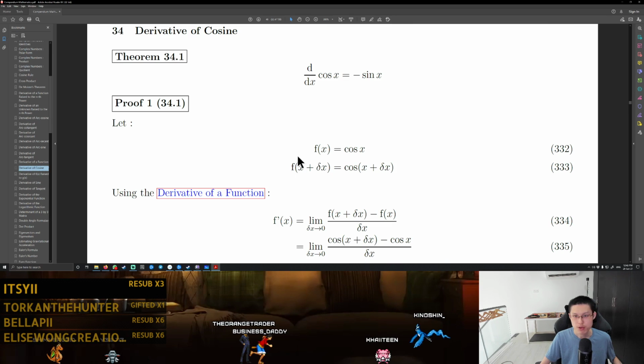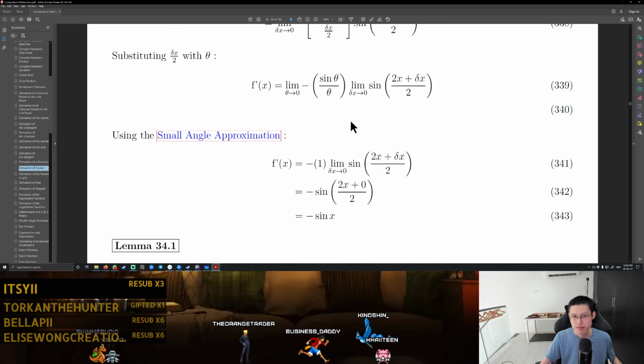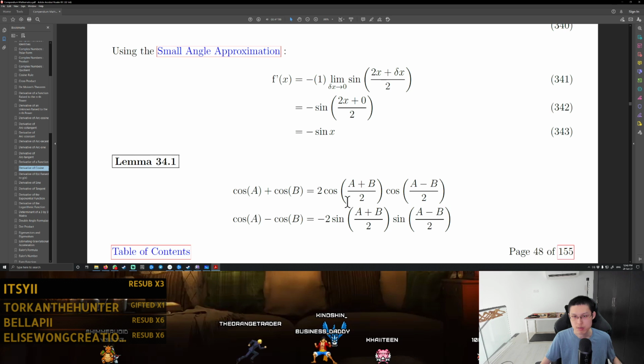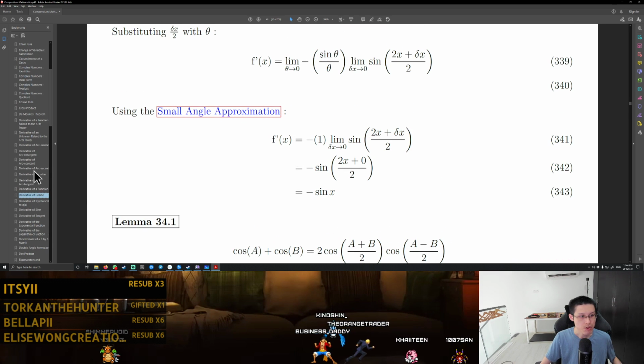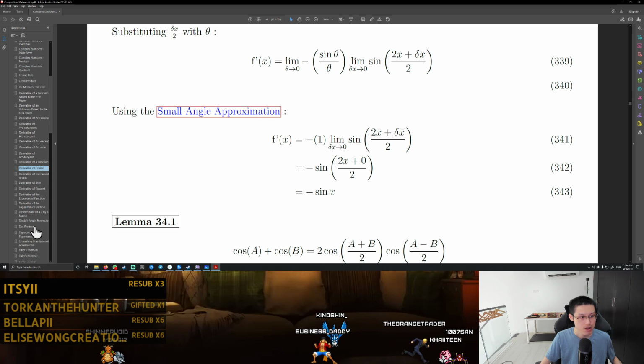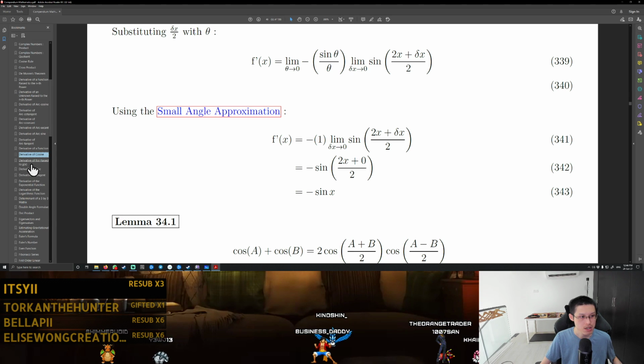And you can do the same thing for cosine. Again, use a similar identity and you get negative sine. You can also do the same thing for the derivative of the exponential function. Do I have it here?